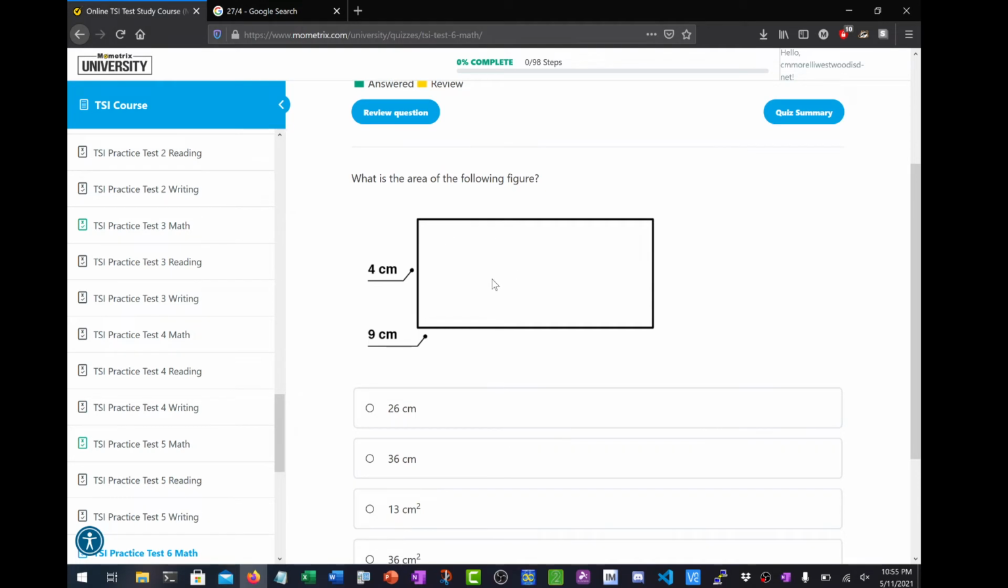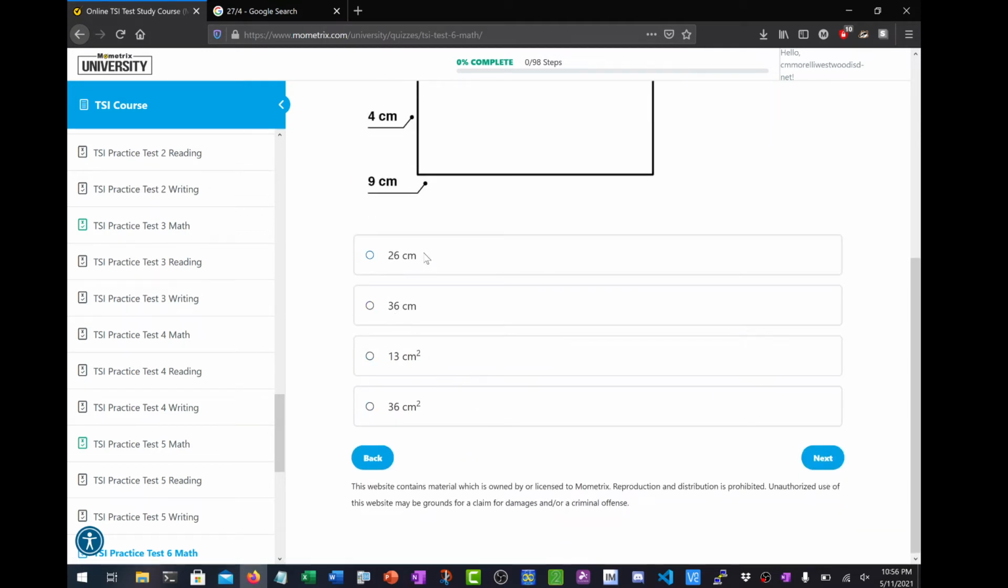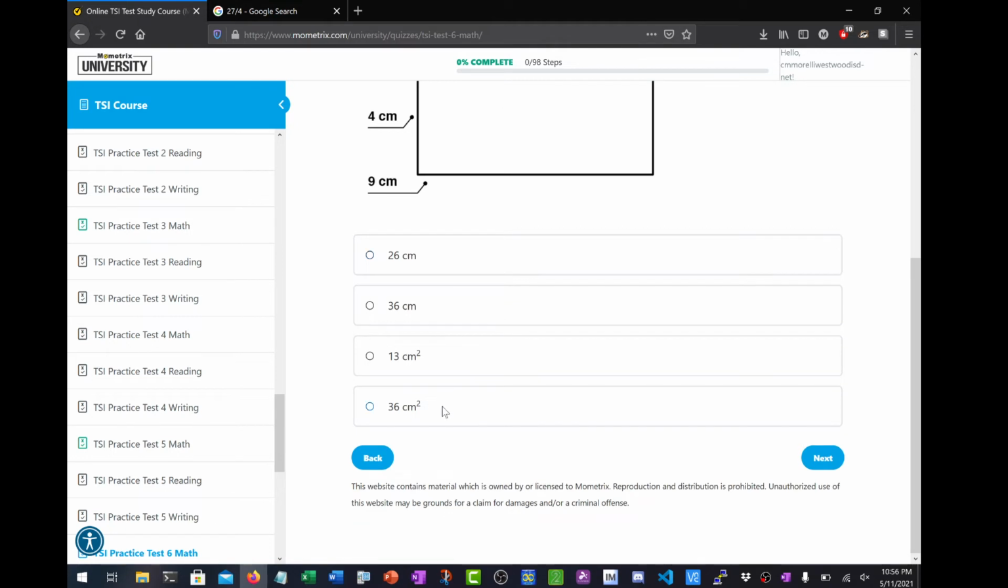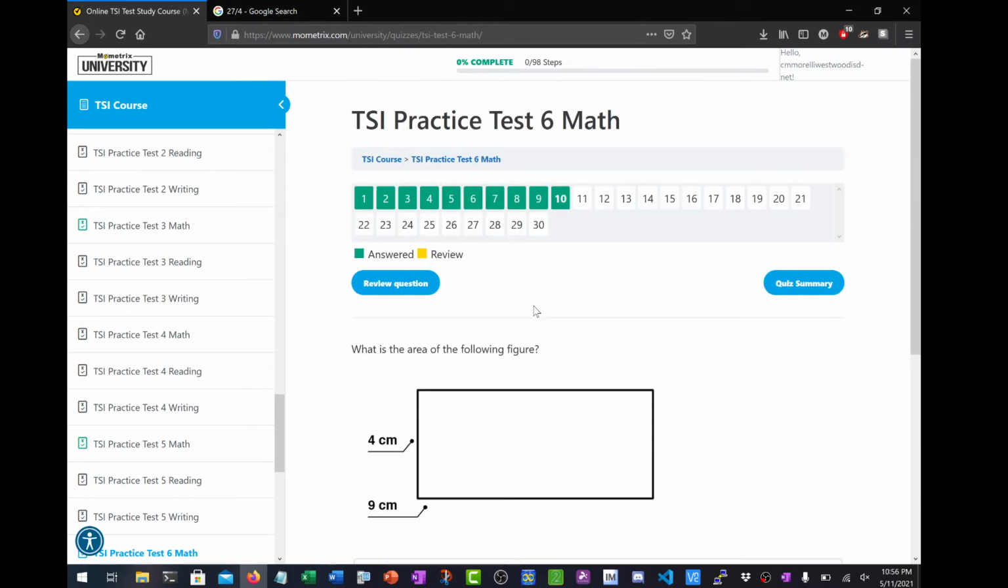Here we're being asked to find the area of a rectangle. That's just length times width. 9 times 4 is 36. And we have to be careful because it's not 36 centimeters because we're finding the area. That's a square measurement. So 36 centimeters squared is the appropriate answer there.